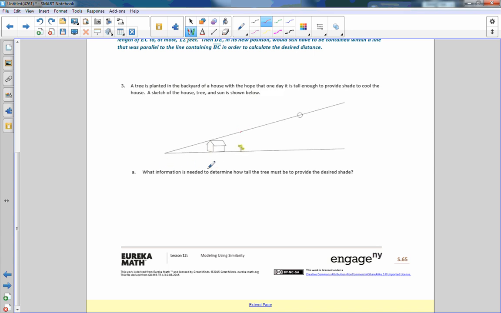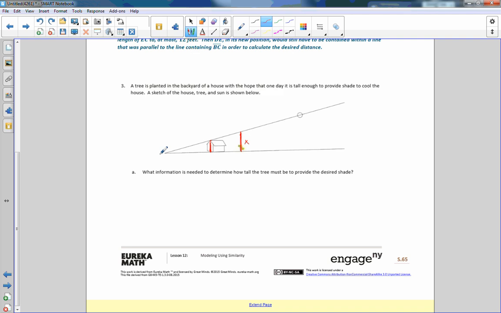What information is needed to determine how tall the tree must be to provide the desired shade? We want to know that the tree has to be this tall. We want to know this value. What do we need to know to find that? Okay, we have 2 triangles. Let's say here's the point where we're going to create the other triangle, the edge of this house right here. So I need to know this length here.